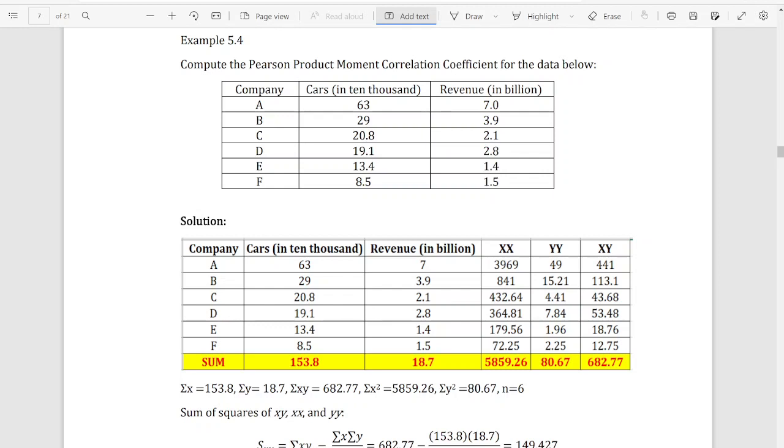So you have company A. Company A is not data, not a variable. Company A is just the indicator. So you have 6 companies over there, and then you have the cars that will be the data. So you have X variable and Y variable. The first thing you need to find is XX. XX is simply the multiplication of X, or the square of the X value. Which means in this question, you square 63, you get 3969.